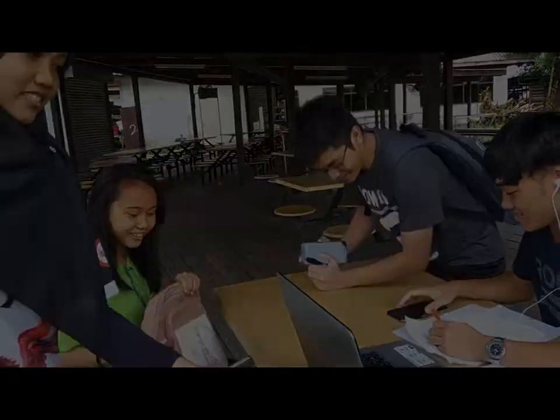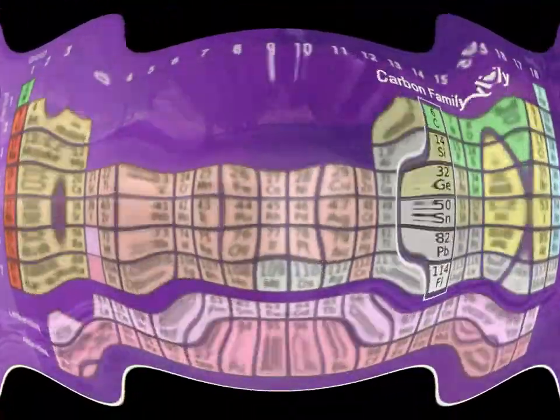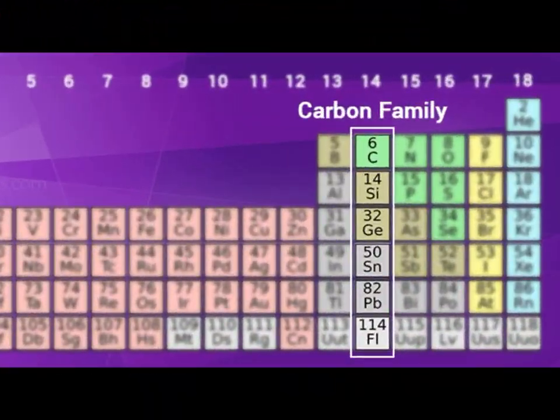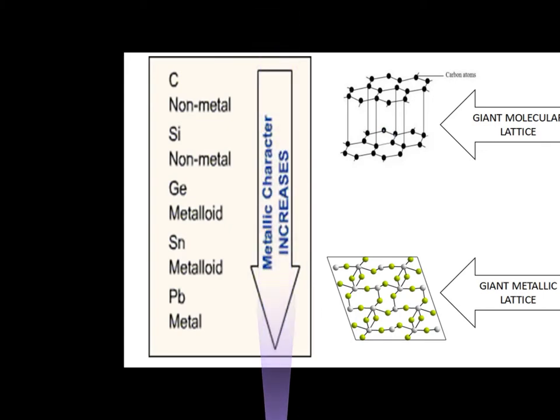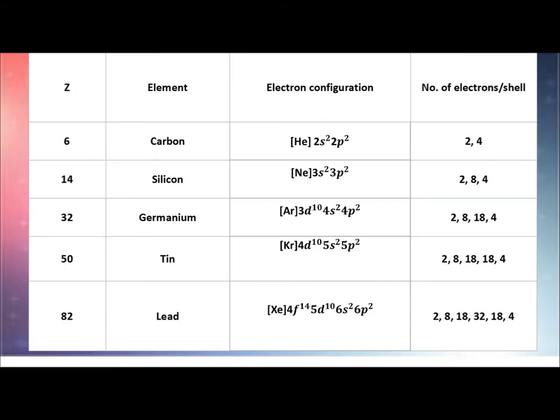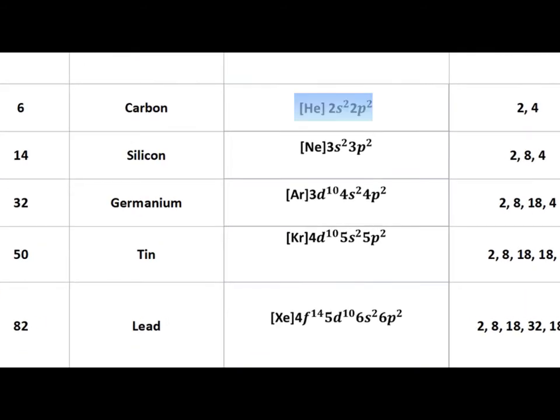Okay, let's get started. Group 14 elements is known as carbon family that consists of carbon, silicon, germanium, tin, and lead. The metallic character changes down the group from non-metal to metal. All the elements have their valence shell with the configuration of ns2 np2: 2s2 2p2 for carbon, 3s2 3p2 for silicon, 4s2 4p2 for germanium, 5s2 5p2 for tin, and 6s2 6p2 for lead.